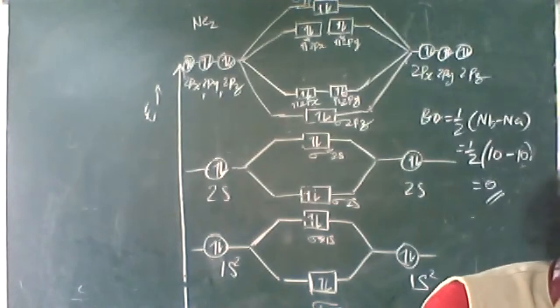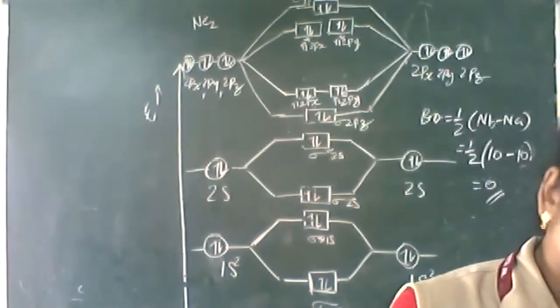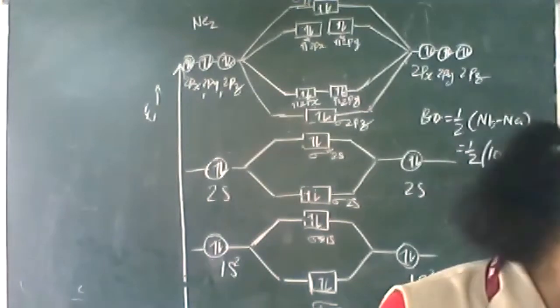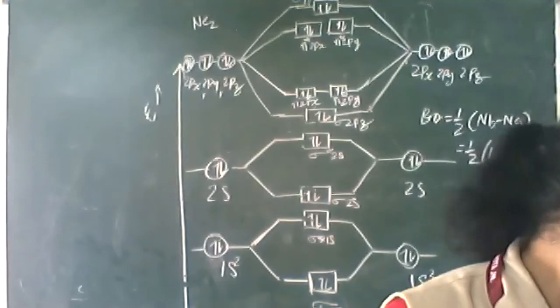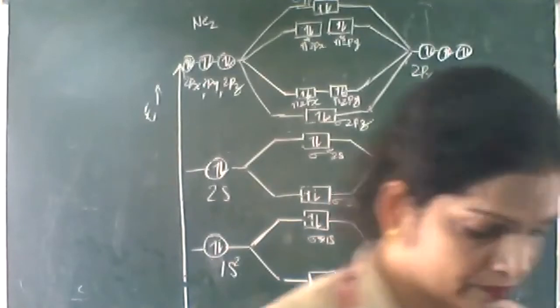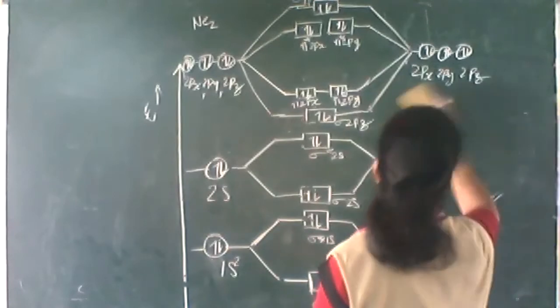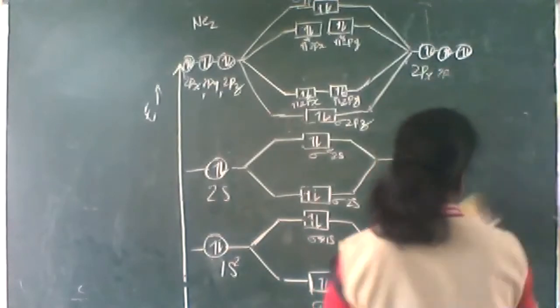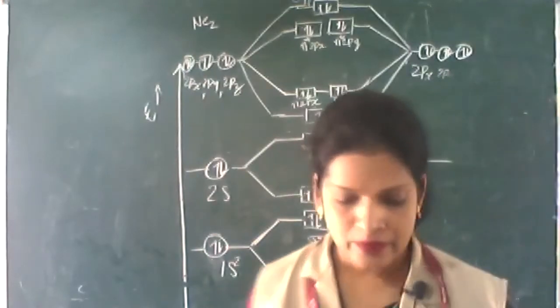Right, one question. Why do bonding molecular orbitals have lower energy than anti-bonding molecular orbitals?